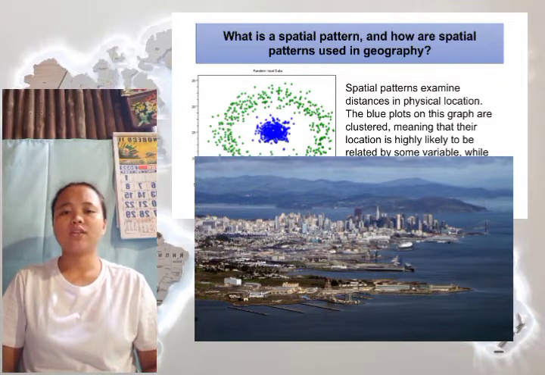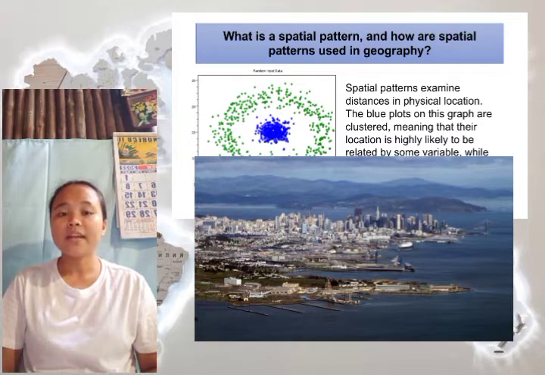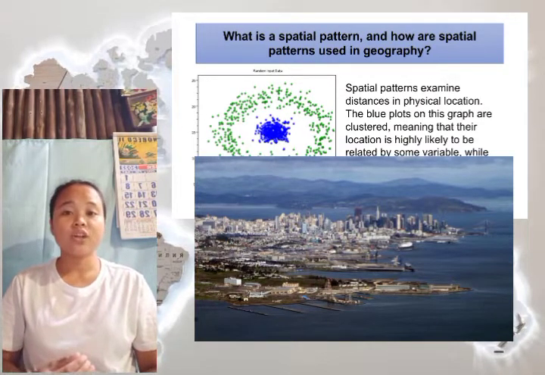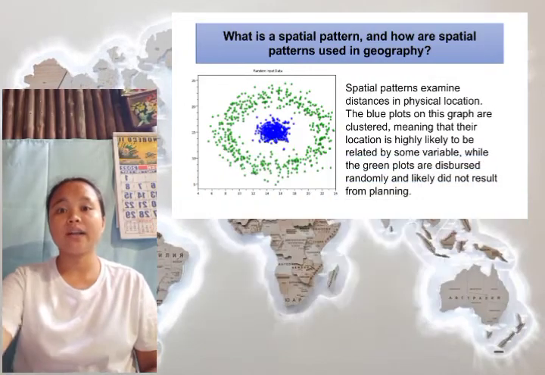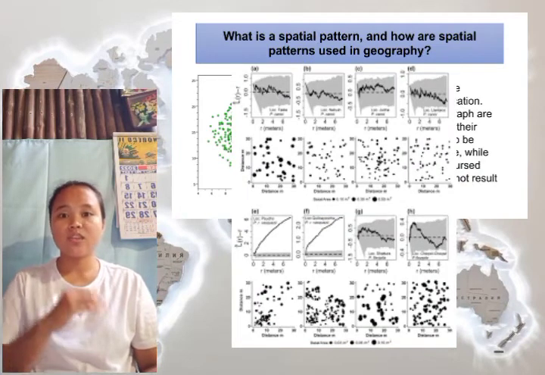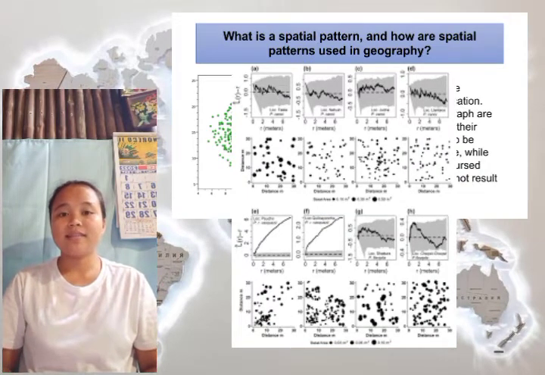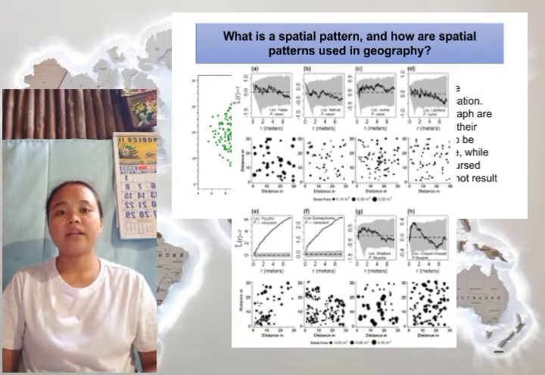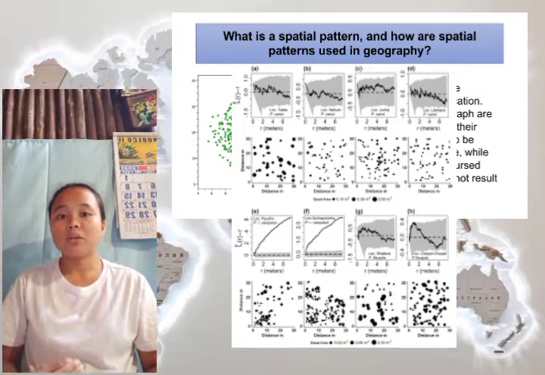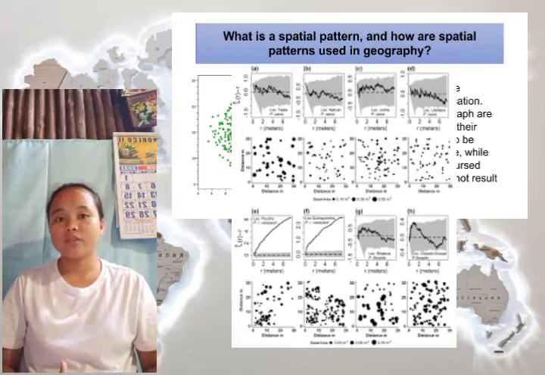So spatial patterns are everywhere. They include naturally occurring patterns such as the concentration of a plant in a certain area, as well as man-made patterns such as those found in towns and cities. The human mind naturally searches for patterns and trends, but spatial patterns are not always obvious.